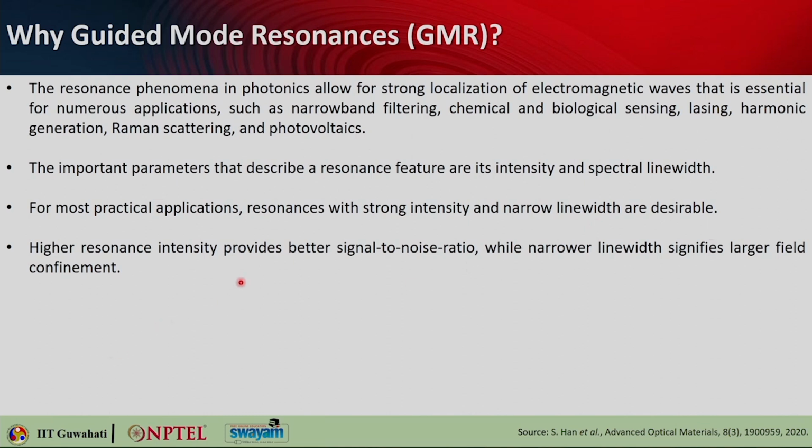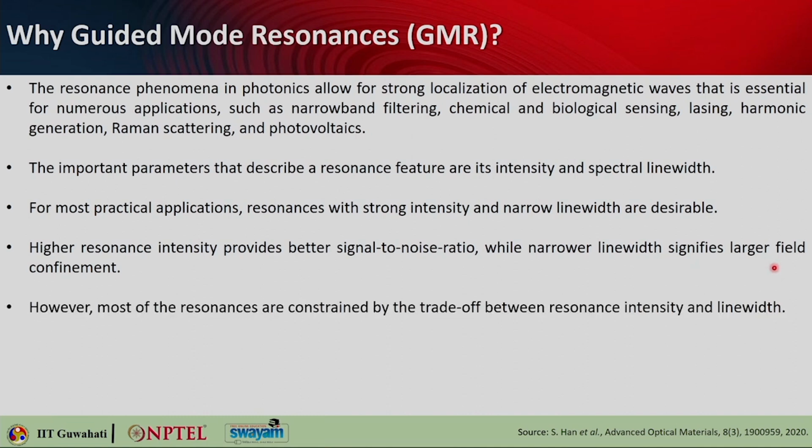Okay. So, high resonance intensity, what are the benefits? That can give you a better signal to noise ratio, and when you have narrow line width, that gives you very strong field confinement. So, you are focusing your beam at a very narrow spot. This is what you can relate to narrow line width. So, it can give you larger field confinement.